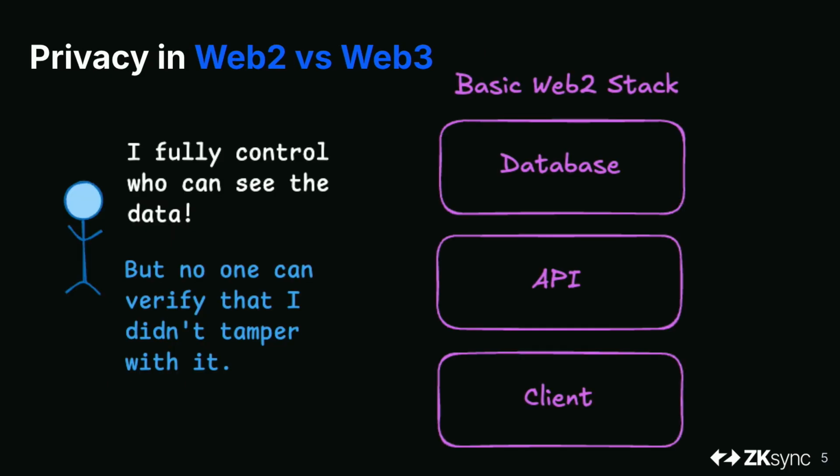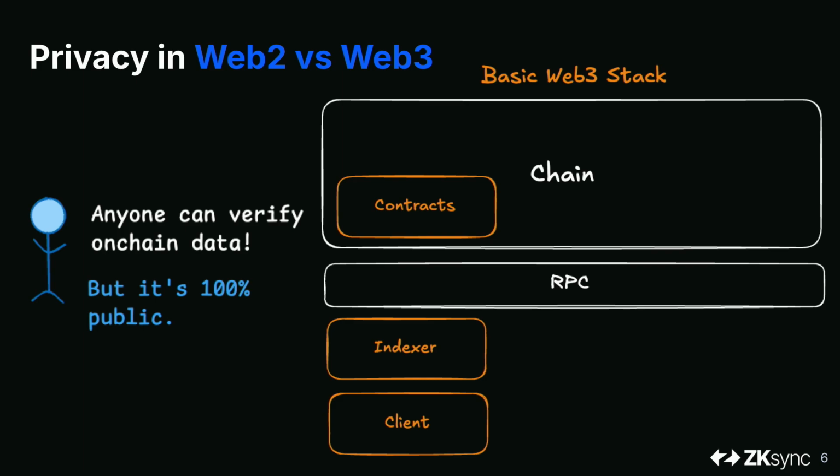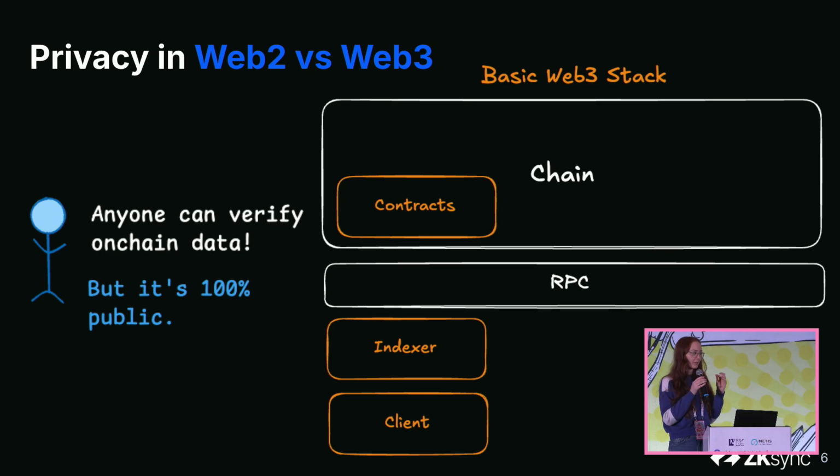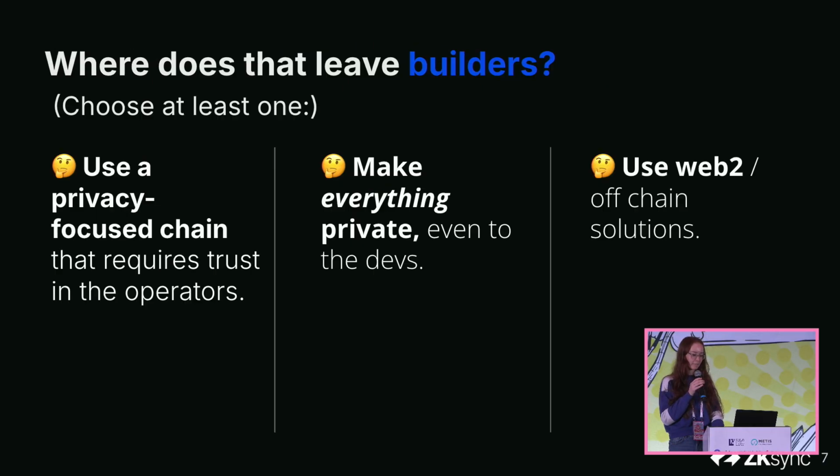And so what does that stack look like visually? This Web2 builder is super happy. You can fully control every part of the application, but kind of sad, no one can verify it, and no one knows I didn't tamper with it. On the other side, now using Web3, like your basic Web3 stack, anyone can verify this data, but it's 100% public. There are a lot of parts of the stack that I don't control, and there are a lot of limitations there.